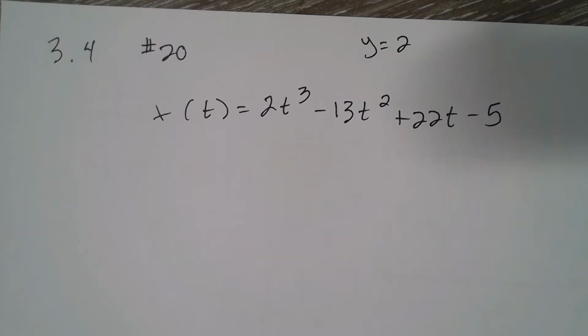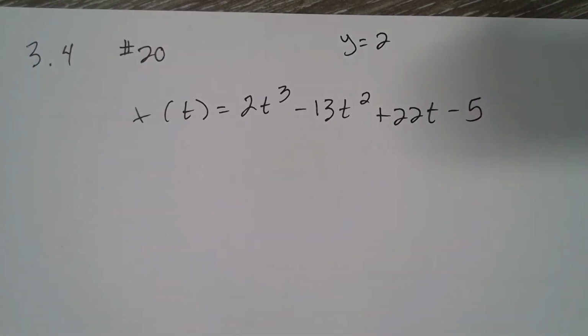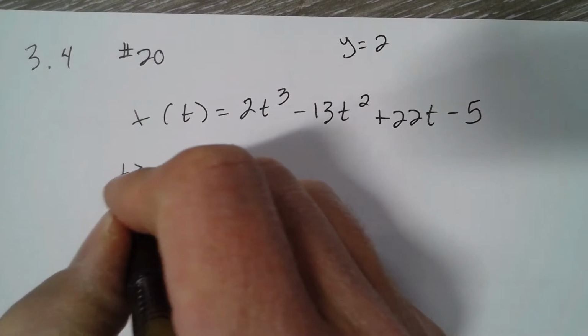Section 3.4, number 20. It says the position x coordinate of a particle moving along the line y equals 2 is given by this equation, where t is time in seconds. Describe the motion of the particle for t greater than or equal to 0.